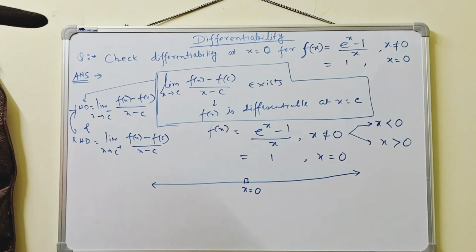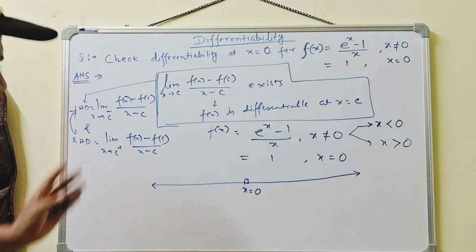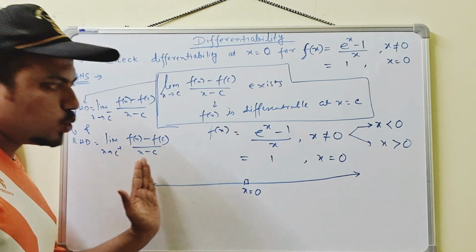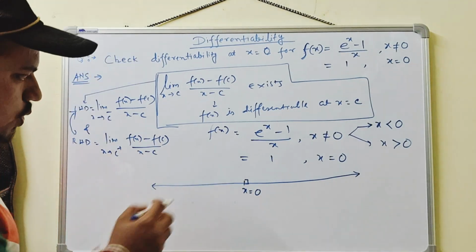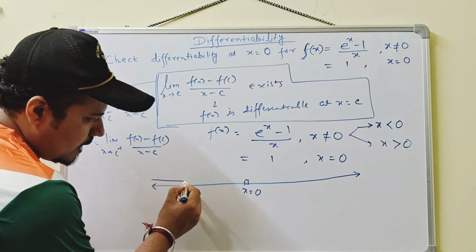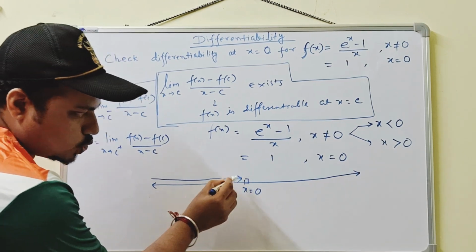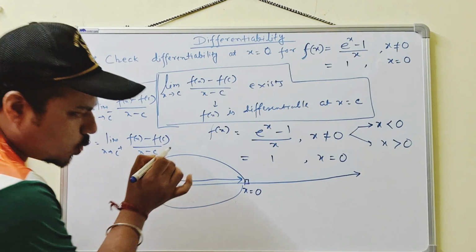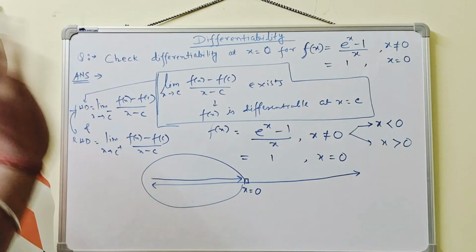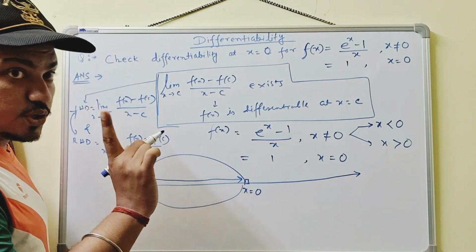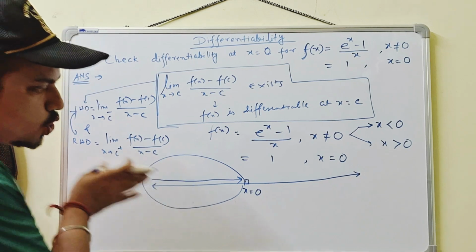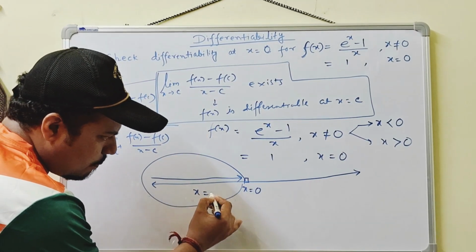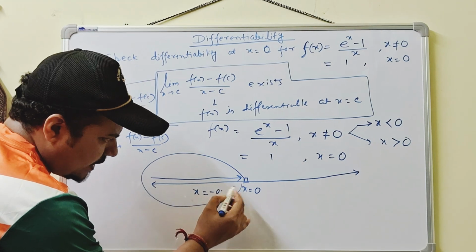Now first of all you have to check the left hand derivative. That means we have to approach x equal to 0 from the left side, close to 0. That portion is your left hand derivative. Close to 0 you can take any point but not 0; you can't take x equal to 0. Let us take a point like minus 0.1.